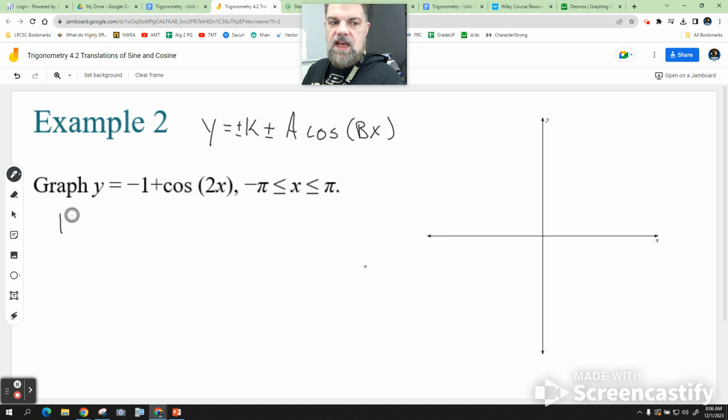And so K, in this particular case, is -1. That means we're going to shift down 1 unit. When it says plus cosine, what would A be if you were to guess? 1, right? How many cosines do we have there? 1. Let me change the color on that. So whenever we say minus something or plus something, we're really saying minus or plus 1. And then B, of course, is 2.